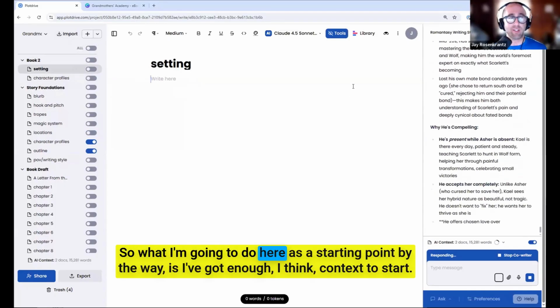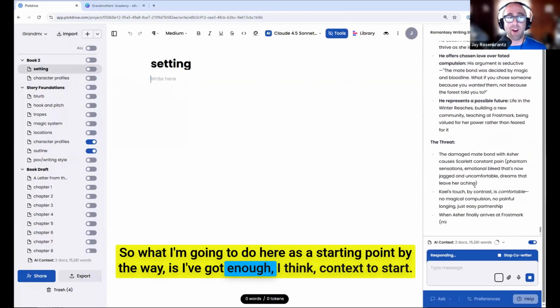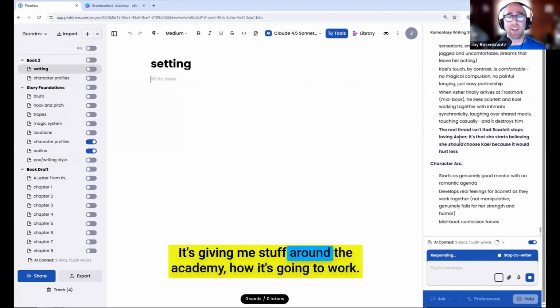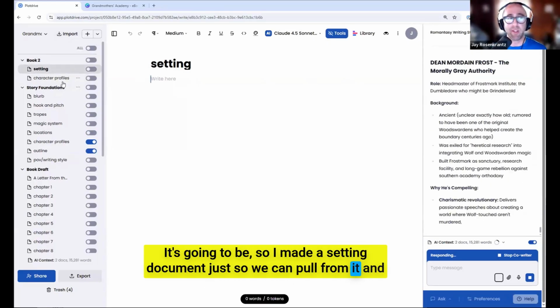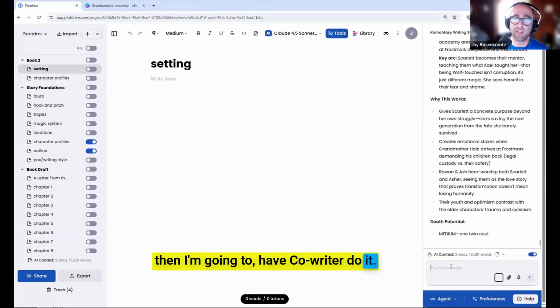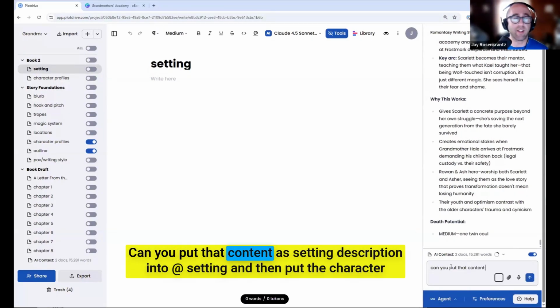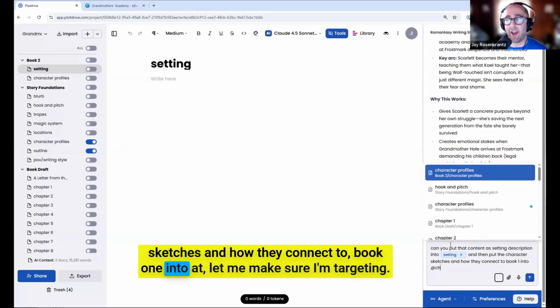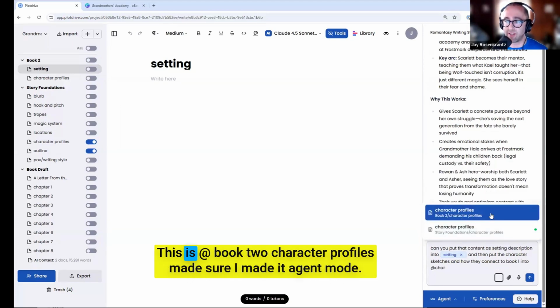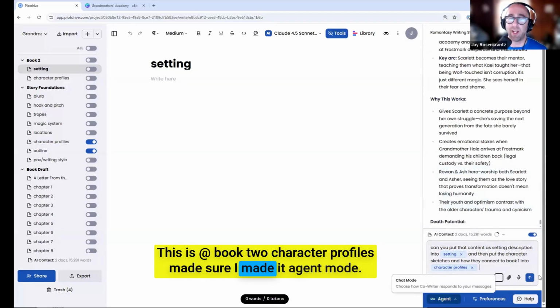Okay, so what I'm gonna do here as a starting point, by the way, is I think I've got enough context to start. It's giving me stuff around the academy, how it's gonna work. So I made a setting document just so we can pull from it. And then I'm gonna have Coder do it. Can you put the content as setting description into add setting, and then put the character sketches and how they connect to book one into, let me make sure I'm targeting this, book two character profiles. Made sure I made it agent mode.